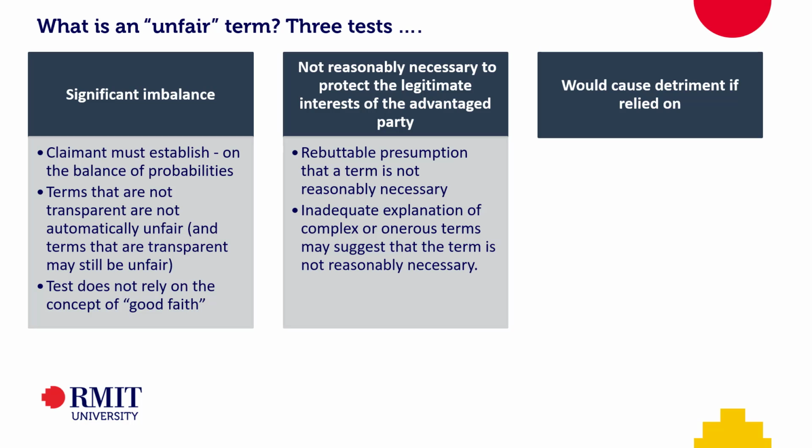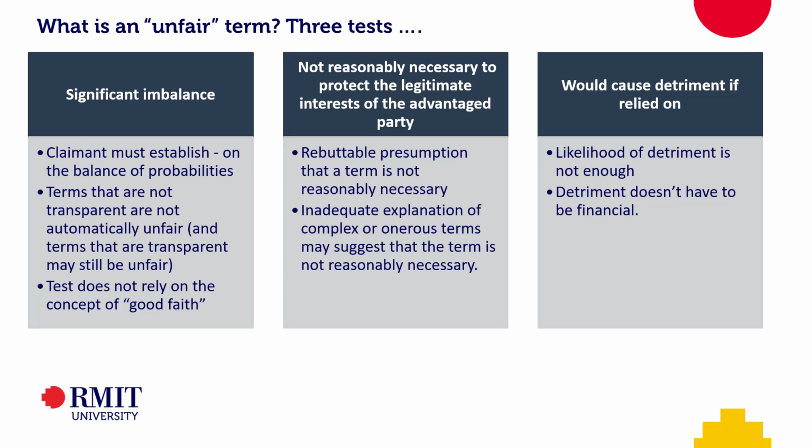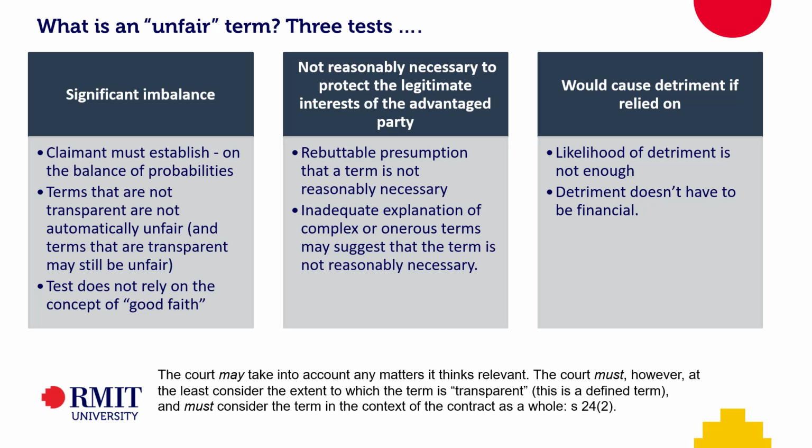Lastly, the term, in order to be unfair, needs to meet all three of these tests. It needs to cause detriment if it were to be relied on. It might cause detriment. Likelihood of detriment is not enough. You need to be able to demonstrate that there would be a detriment, but the detriment doesn't necessarily need to be financial. Court can take into account things that it thinks are relevant and must at least consider the extent to which a term is or is not transparent.